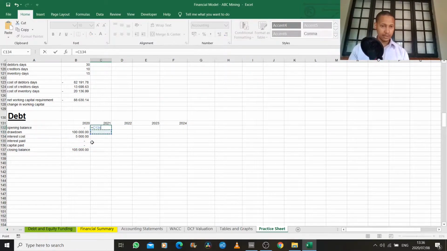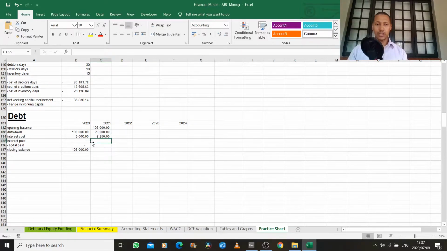Let's look at the next year. Our opening balance is just the closing balance from the previous year. Let's say we need to borrow an additional $20,000 from the bank in order to complete whatever project we started the previous year. So our interest cost is, we had $105,000 on our books and we added $20,000 in debt. So we're going to be charged interest on this $125,000 for the year, which gives us an interest charge for the year of $6,250.